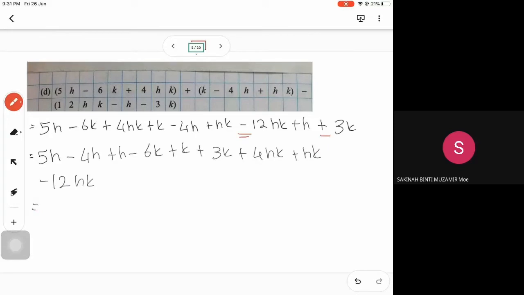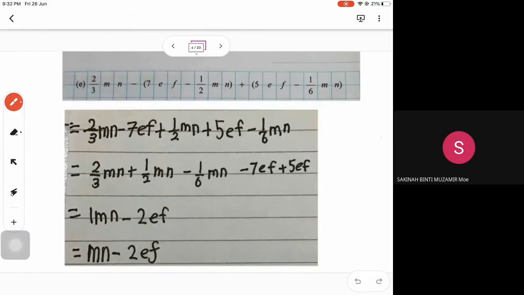Lepas tu saya kira je. Dapat 2H minus 2K minus 7HK. Okay. Alright, so 5 minus 4 plus 1 is 2. Okay, correct. And then K, negative 6 plus 1, negative 5. Negative 5 plus 3 is negative 2, okay, correct. And then 4 plus 1, 5. 5 minus 12 is negative 7. Okay, betul? Okay, very good, yeah? Thank you, Sakina. Okay. Okay, next.